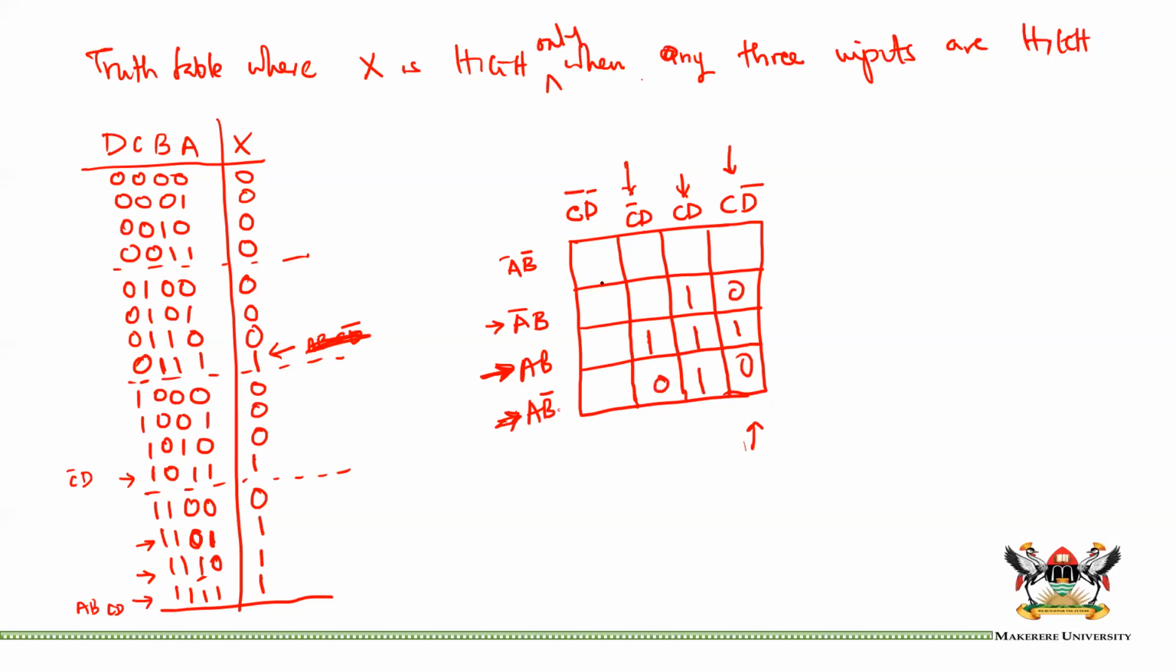Excuse me. Yes. I have a question. What do you depend on to give it an inverse? For example, if I had to fill the same truth table with X is high only when any 3 inputs are low. What do you depend on to give a certain parameter an inverse? I don't know what you mean by that.